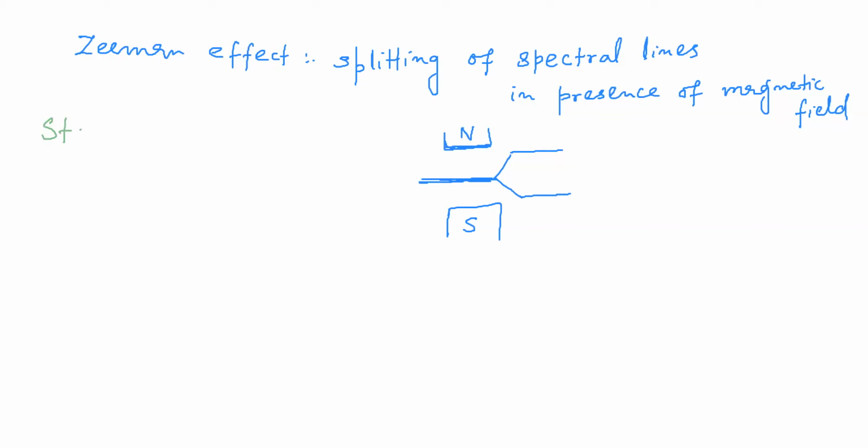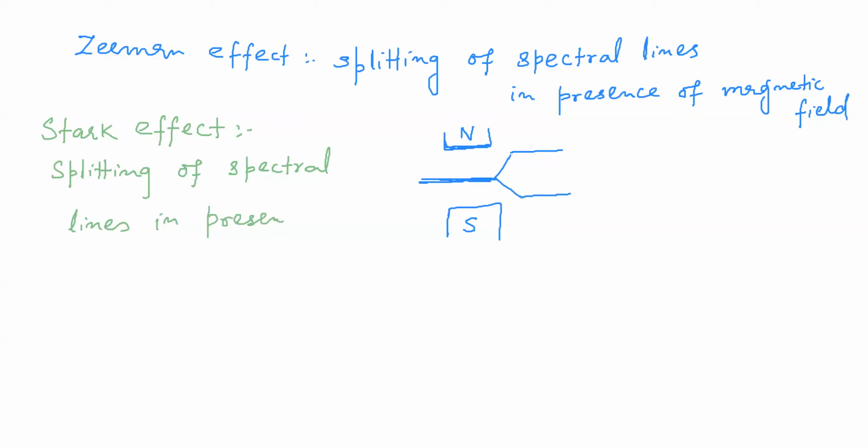Similarly, another one is the Stark effect. So what is the Stark effect? It is also the splitting of spectral lines, but in the presence of an electric field, right? So I will write it here. It is the splitting of spectral lines in presence of electric field. So if we give the electric field, then also the splitting takes place.